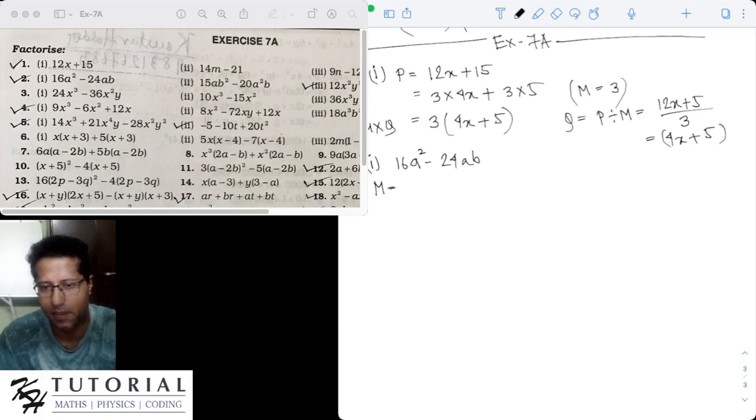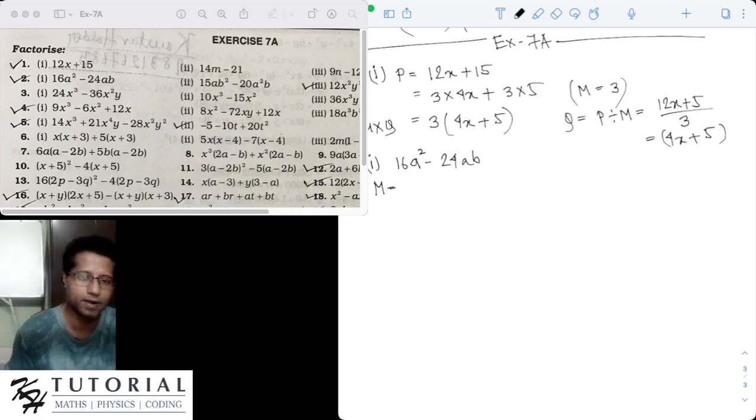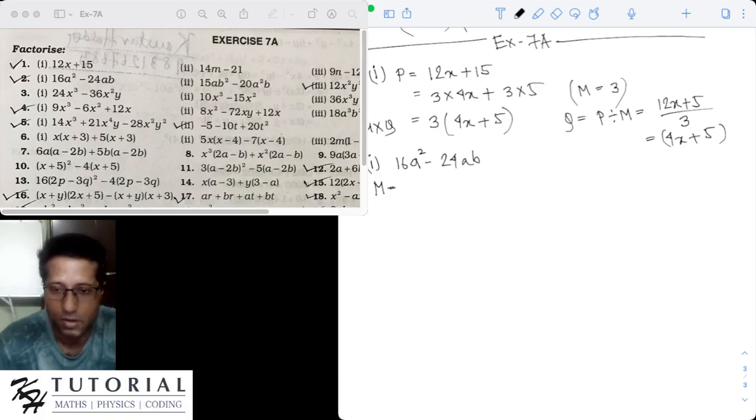The common factor M will be, first you will notice the common factor from the coefficients of all the terms. The coefficients are 16 and 24. If all the terms of the polynomial have a numerical coefficient which is not equal to 1, then you have to consider the HCF, that is the highest common factor, of all the numerical coefficients of all the terms. That will become the coefficient of the common factor.